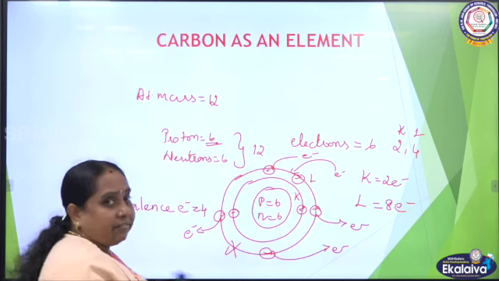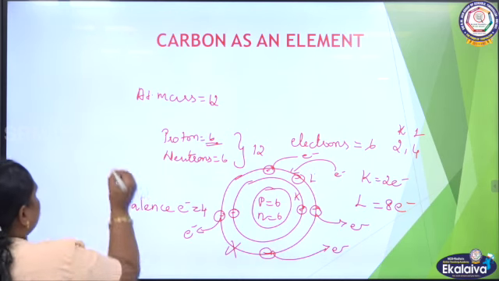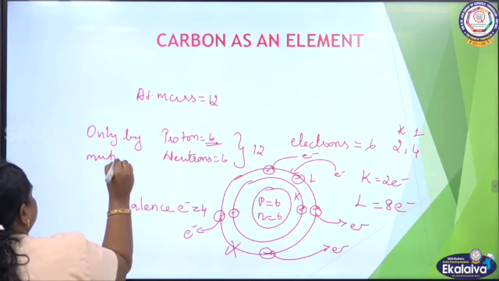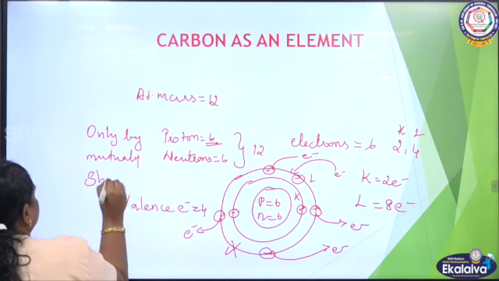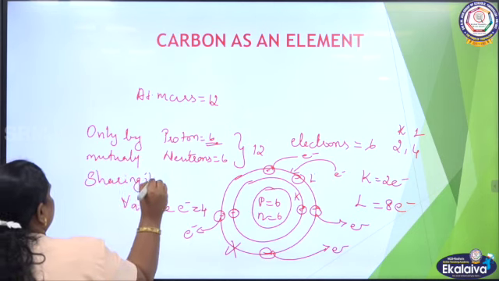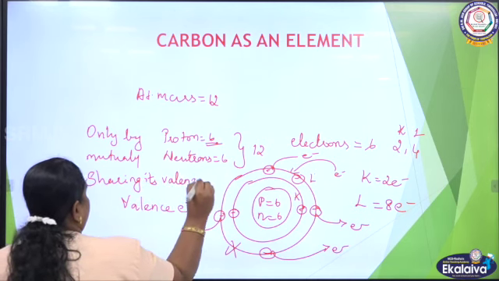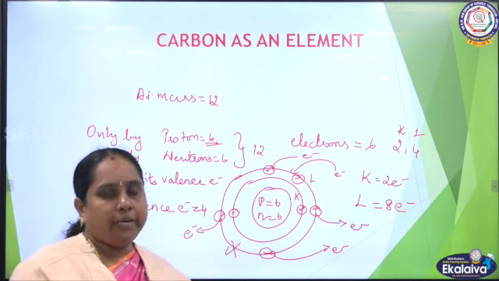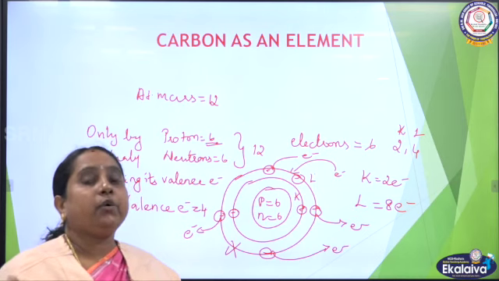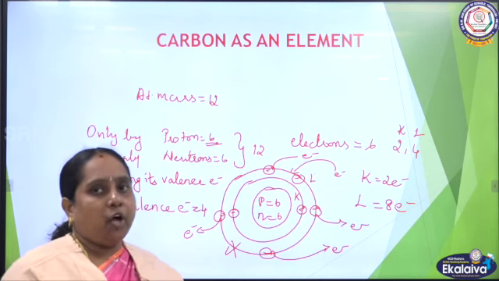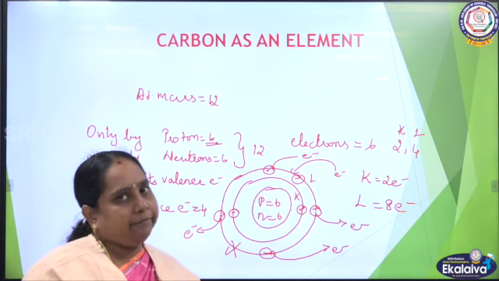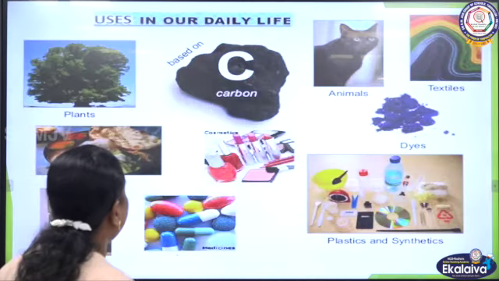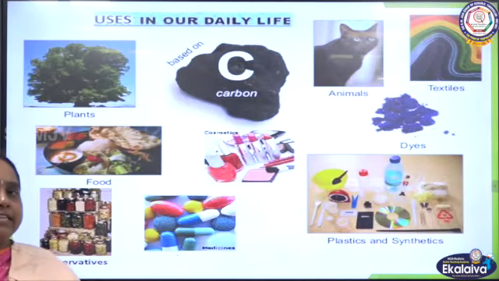If you ask me, I have an answer: only by mutually sharing its electrons, that too valence electrons, okay children. So by sharing the electrons of carbon from the valence shell, it can form covalent compounds. So carbon cannot form ionic compounds, but it can form covalent compounds by sharing the electrons of the valence shell, okay.